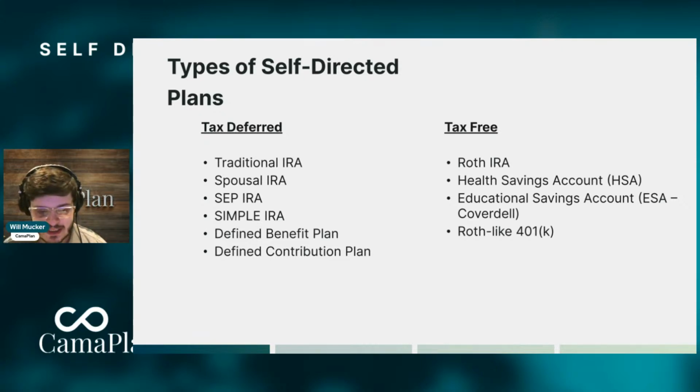Spousal IRA is misleading. Spousal IRA means you have a working spouse and a non-working spouse, and the working spouse can contribute on behalf of the non-working spouse. The spousal IRA is another one of those adjectives. It can be a traditional. It could also be a Roth, that spousal IRA.